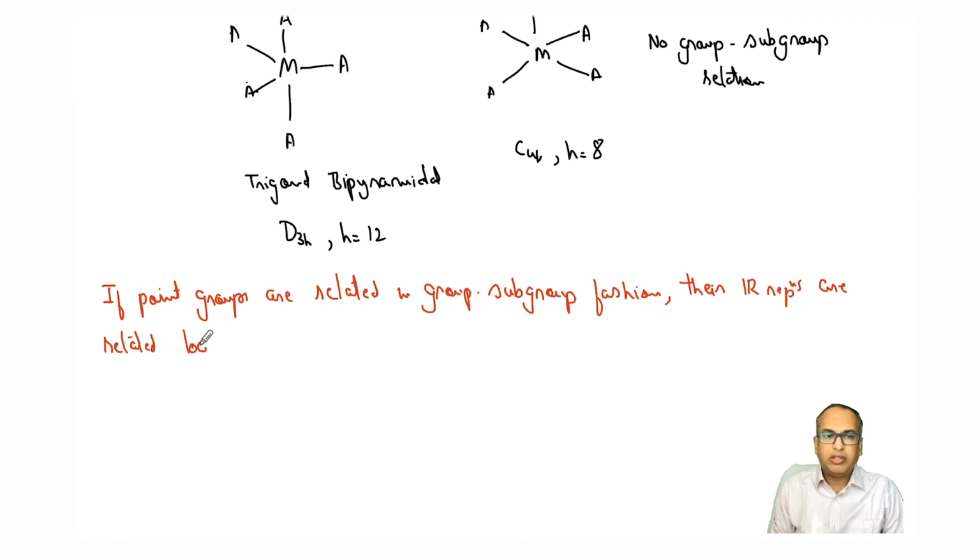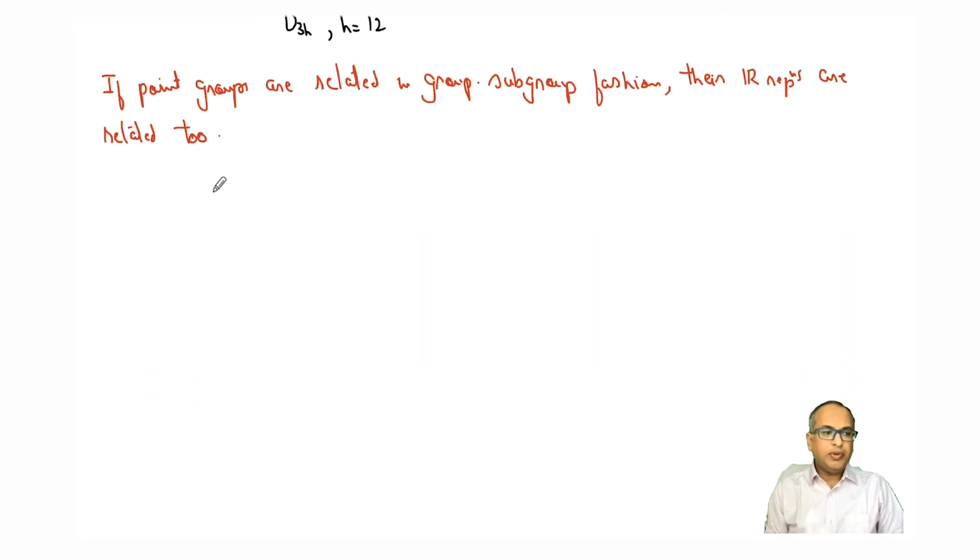But first, the point is that if some of the point groups are related in group-subgroup fashion, then their IR representations would also be related. Okay. So now let us consider the D4H and its subgroup C4V.